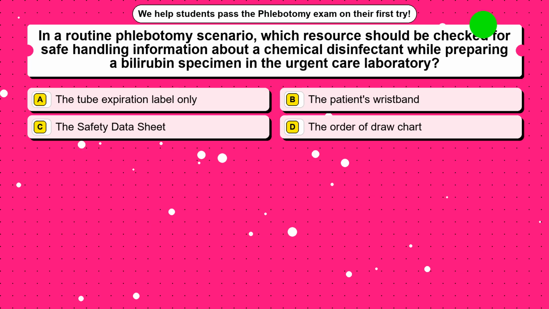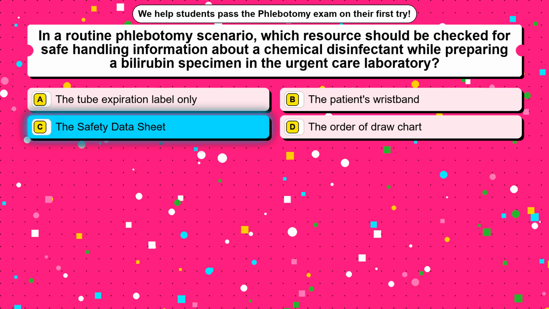Question 3. In a routine phlebotomy scenario, which resource should be checked for safe handling information about a chemical disinfectant while preparing a bilirubin specimen in the urgent care laboratory? Option A. The tube expiration label only. Option B. The patient's wristband. Option C. The safety data sheet. Option D. The order of draw chart.